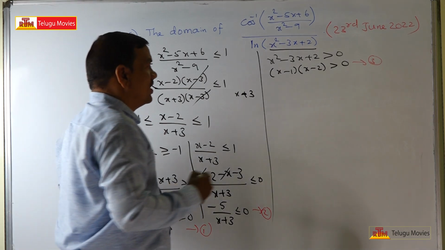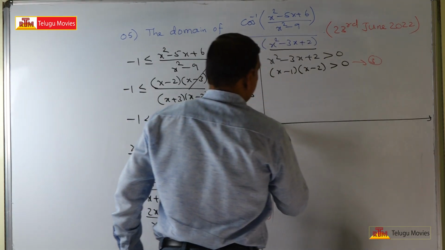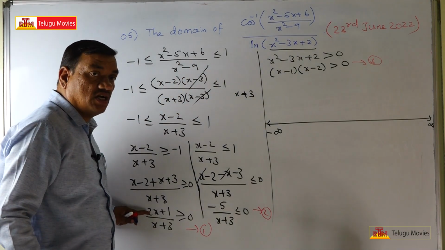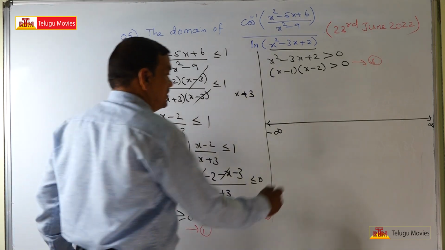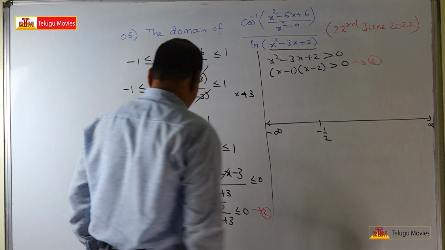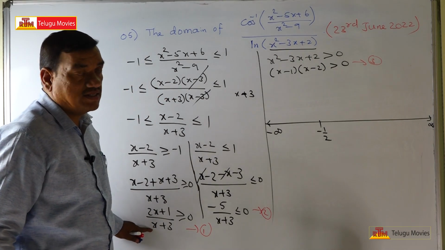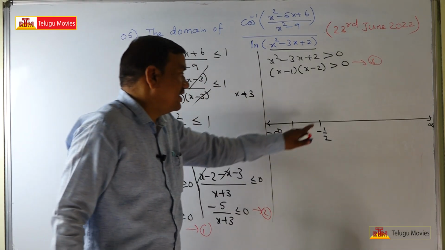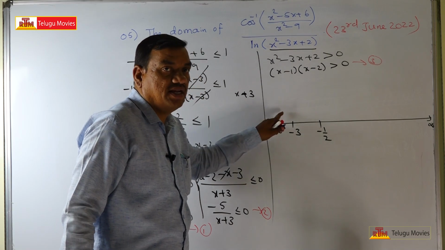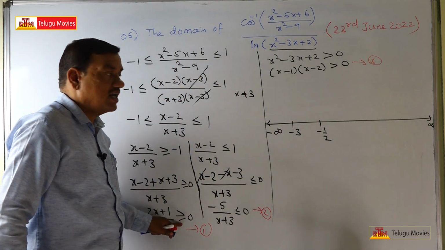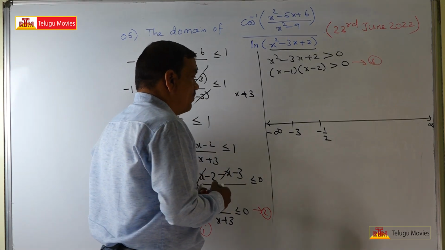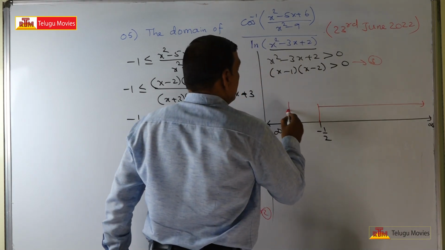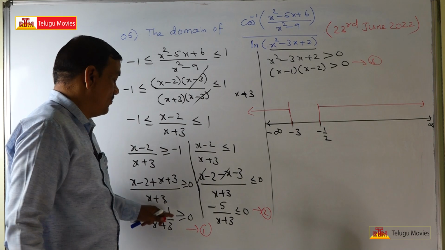Now let us see the number line here, from minus infinity to plus infinity. Coming to the first inequality, what is the zero of 2x plus 1? This is minus 1 by 2. What is the zero of x plus 3? This is minus 3. Now you know the sign scheme. Here plus will be there, here minus will be there, here plus will be there. Here we have greater than or equal to 0, that means you have to take the positive quantities. So this will be your required solution set for the first inequality.